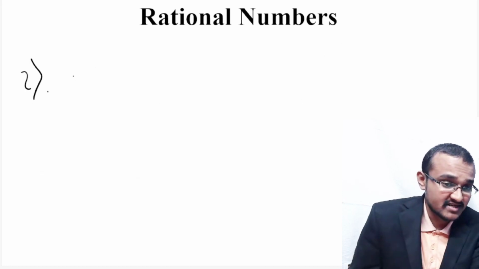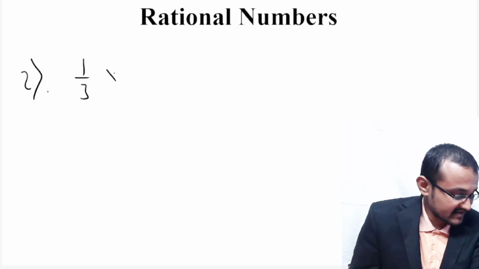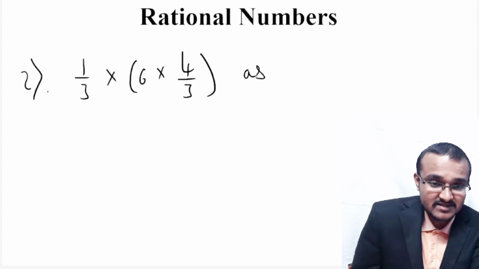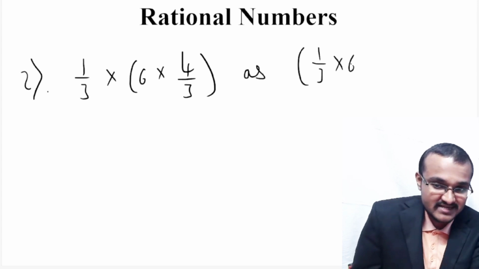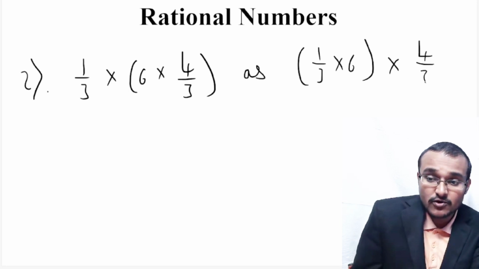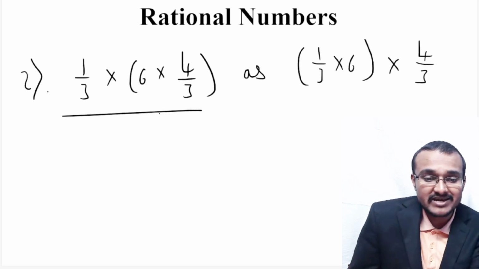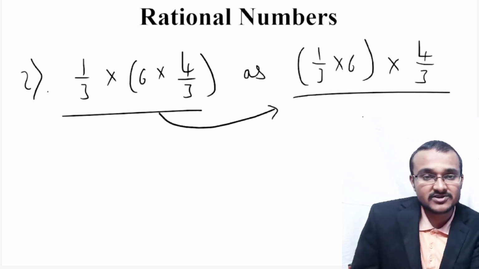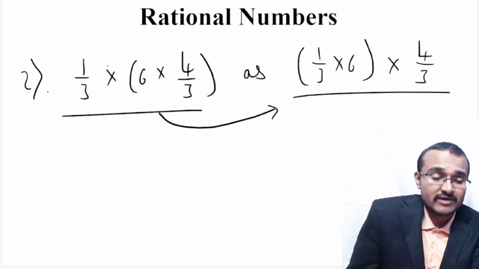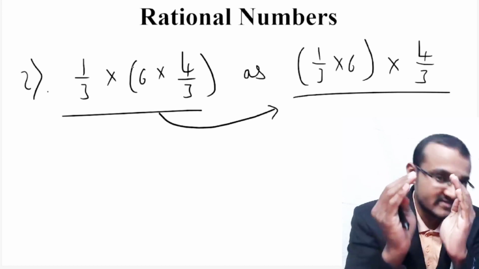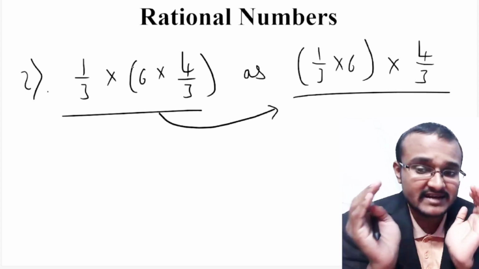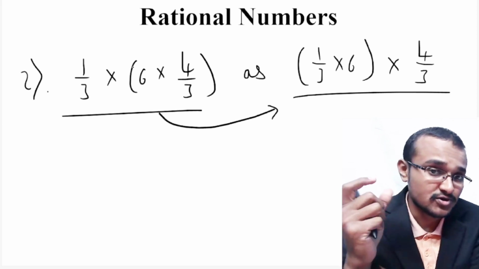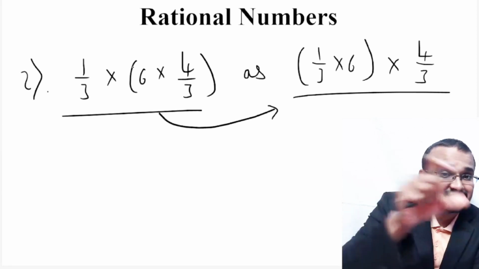Coming to the second question, they have asked that 1 by 3 into 6 into 4 by 3 should be computed as 1 by 3 into 6 into 4 by 3. Which property allows us to make this equation equal to this equation? To make 1 by 3 into 6 into 4 by 3, which is in brackets, now we are putting the same bracket to 1 by 3 into 6, and 4 by 3 is taken outside the bracket. So which property is applied to make these two equal?